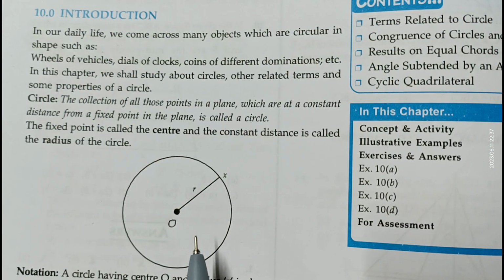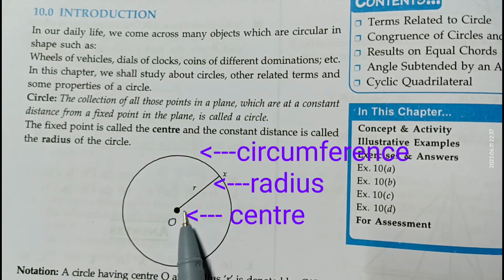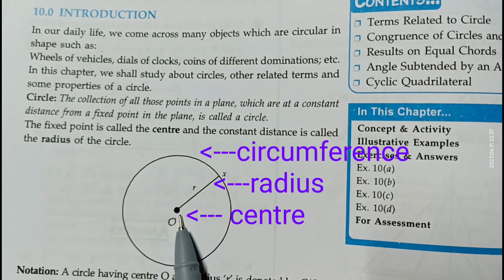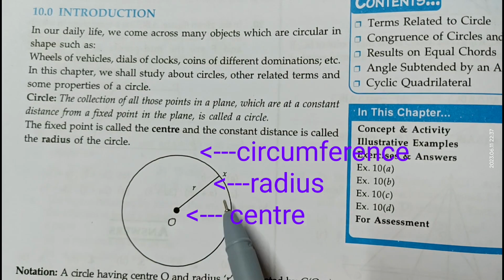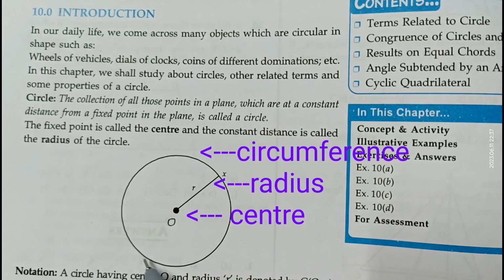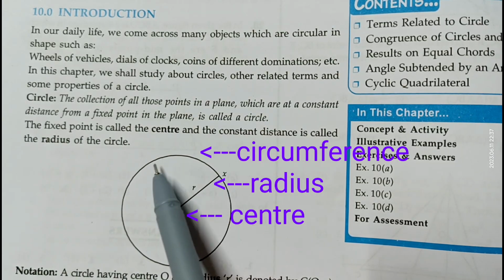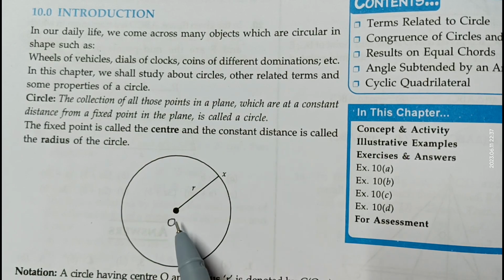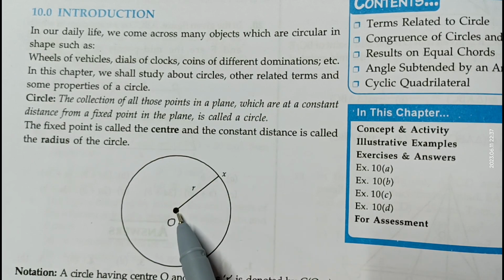What is a circle? Collection of all points in a plane which are at a fixed distance from a fixed point. The fixed point is called the center and this fixed distance is called the radius. And if you consider the perimeter, this boundary, the perimeter of a circle is called the circumference. So here this boundary is the circumference, this point O is the center, and the distance between O and the boundary, this distance, is called the radius.